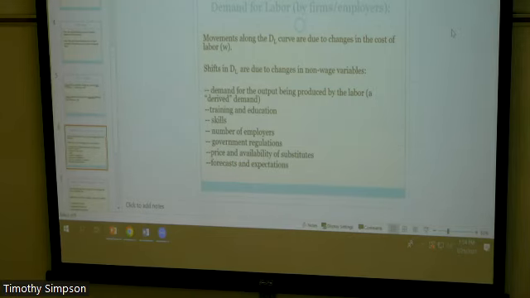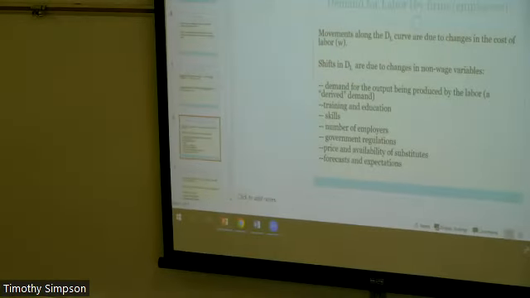What can cause shifts to the right, to the left, whatever the case might be. And let's talk a bit about the supply.